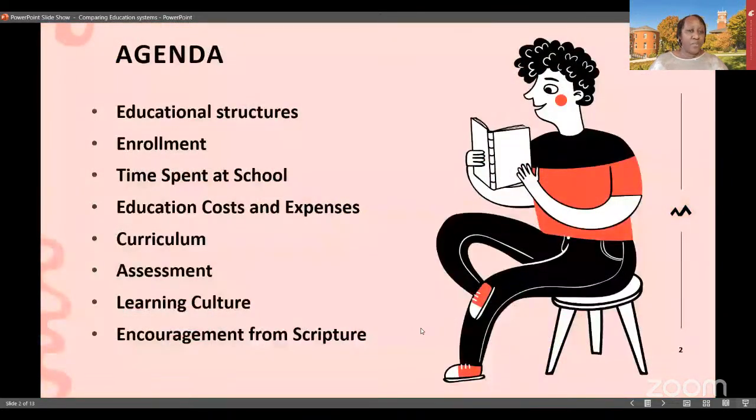So what are we going to cover today? We are going to look at educational structures, enrollment, time spent at school, education costs and expenses, curriculum, assessment, learning culture, and a little bit of encouragement from the scripture. Not knowing specifically what the interest was in this topic, I'm just going to touch mostly on an overview of the various things we're going to talk about today. Feel free to ask questions later, and if I can answer the question, well and good. If I can't, I'll find you the information.